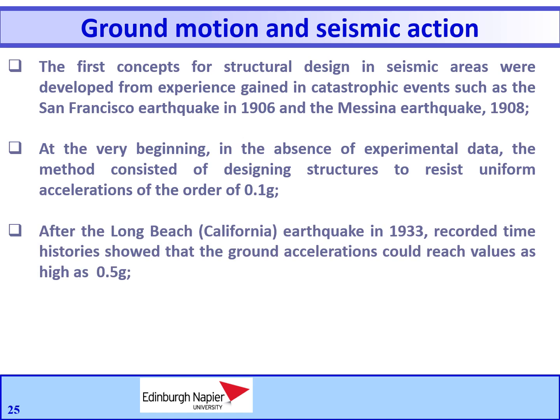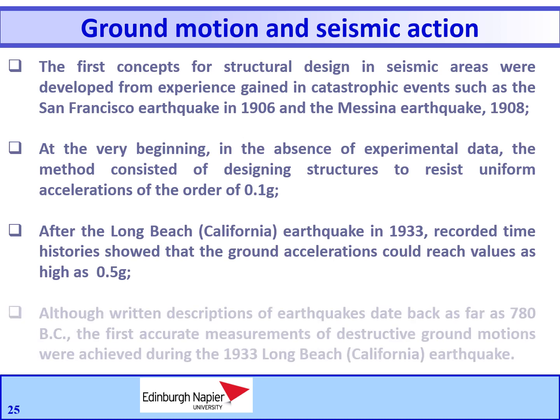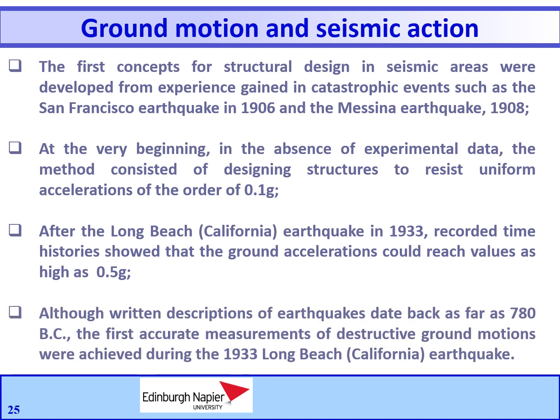After the Long Beach earthquake in 1933, recorded time histories showed that the ground accelerations could reach values as high as 0.5 g. And although written descriptions of earthquakes date back as far as 780 BC, the first accurate measurements of strong ground motions were achieved during that particular earthquake in 1933.